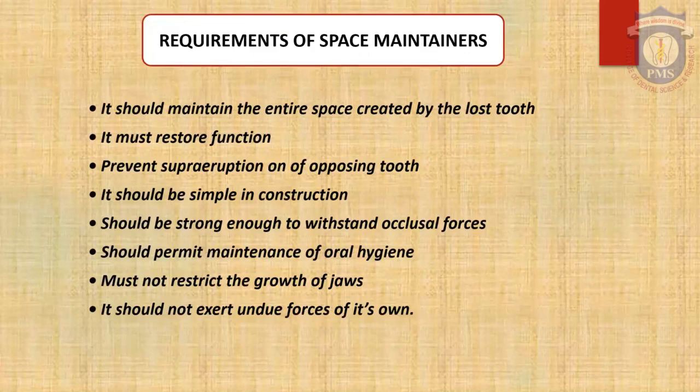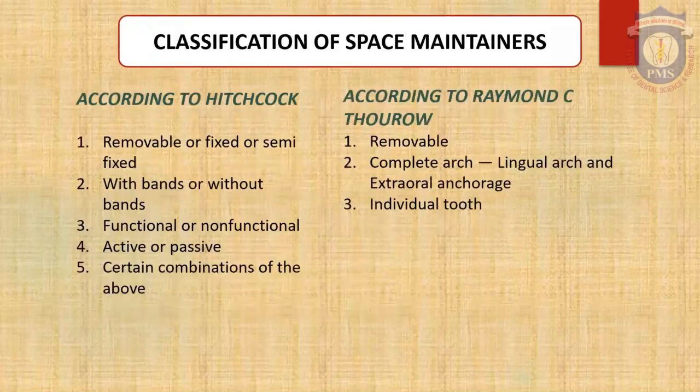A requirement of a space maintainer: it should maintain the entire space that is created by the tooth loss. It must restore its function. It should prevent the supereruption of the opposing tooth. It should be simple in construction, strong enough to withstand the occlusal forces, and it should also permit maintenance of oral hygiene. It should not restrict the growth of the jaws, and it should not exert any undue force on its own.